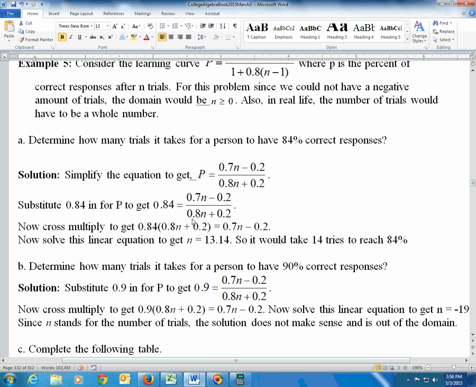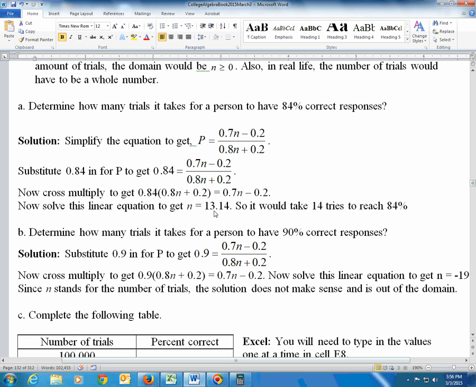So now solve this equation, and the way to do that is just cross multiply. You take your 0.84 times this 0.8n plus 0.2 equals this, and then use a calculator to help you multiply this together. You just need to solve this equation. Take this through, and then take terms to the other side, and you get it. And you'll get 13.14 when you solve that.